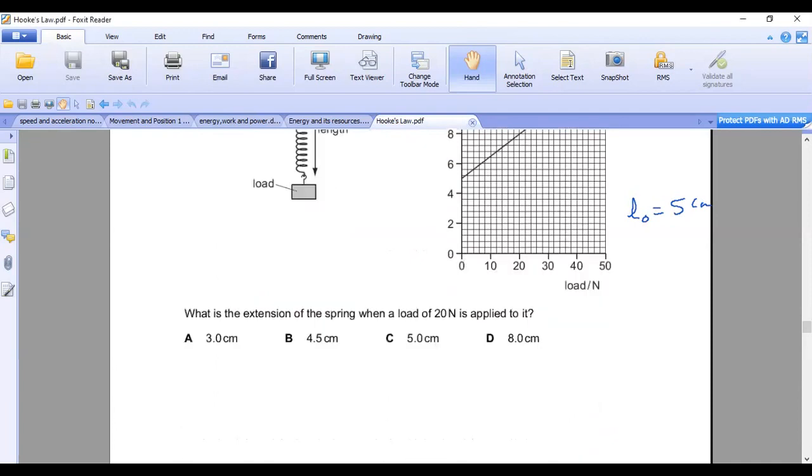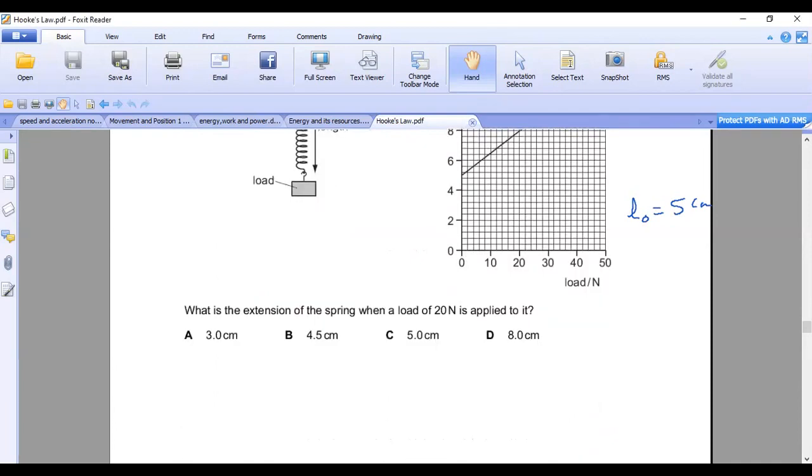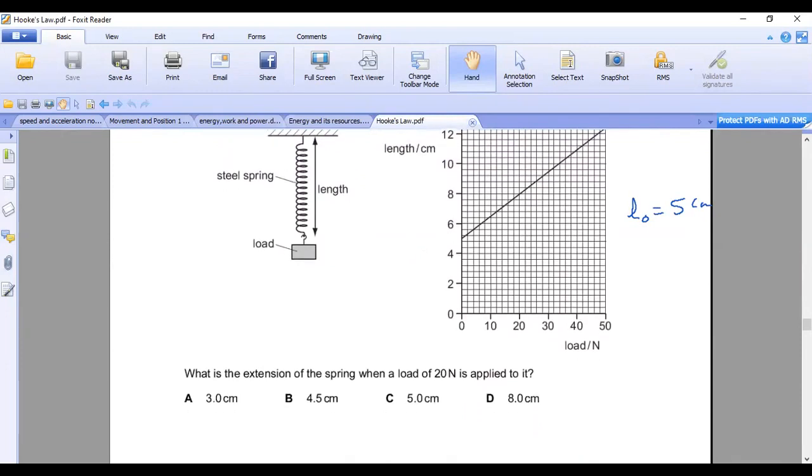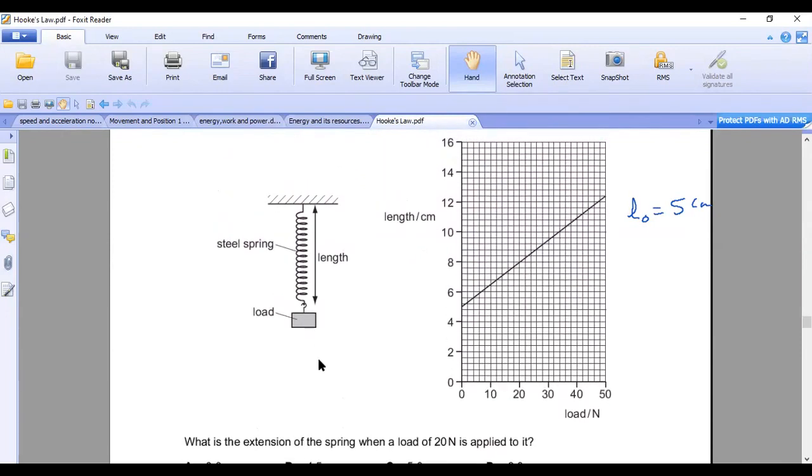Okay, what is the extension of the spring when a load of 20 Newton is applied? Let's see, we go to the load of 20 Newton. When we apply a load of 20 Newton, the length, not the extension, is 8 centimeters. So L equals 8 centimeters. So you have L and L node. He asks you to find the extension X, which is L minus L node, which is 8 minus 5 equals 3 centimeters.